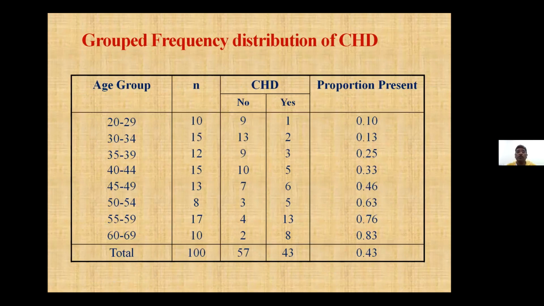These are the various groups, with the frequency distribution for CHD. For the given data set, these are the different observations. 10 people's age is between 20 to 29, 15 in between this, and coronary disease is there. What is the prevalence of coronary heart disease in the different age groups? As the age is increasing, you can see the prevalence, the proportion, is also increasing. In the lower age group, the prevalence is 0.1, however in the higher group, it is 0.83.